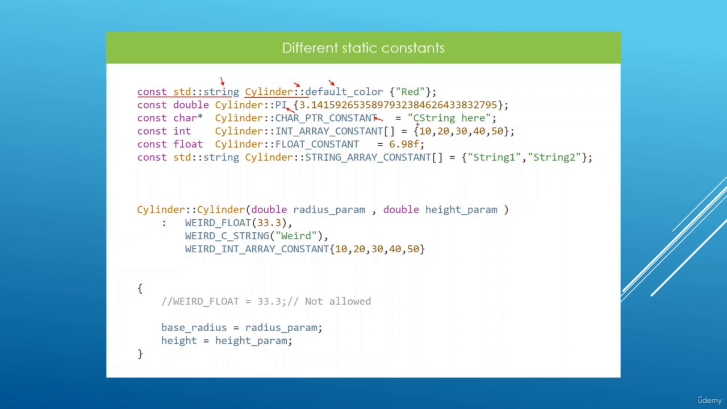and our char pointer constant. We're going to initialize this with a string literal. This is going to work. We have an array and we can initialize that using curly braces like this. We have a float. We're going to initialize that like this with a float literal. And we can initialize a string array just like we do here. And this is going to work. Okay, so this is fine and dandy.